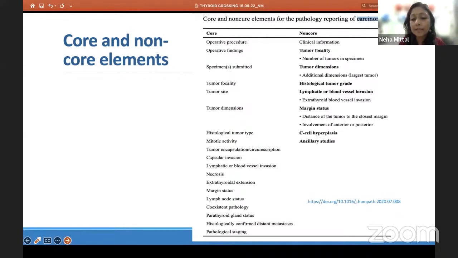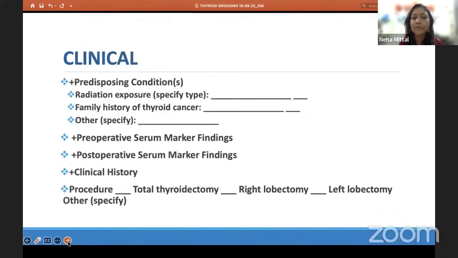Necrosis, absolute must. Extrathyroidal extension, gross, more important than microscopic. Margin status, whether free or not, whether the tumor has been completely resected or not, because that changes the TNM stage. Lymph node status, again very important prognostic factor and changes the TNM stage. Coexistent pathology, parathyroid gland status if present, histologically confirmed distant metastasis, again important for TNM, and pathological staging, which is the pTNM staging, or, as I said, AJCC staging criteria. All these parameters are an absolute must.